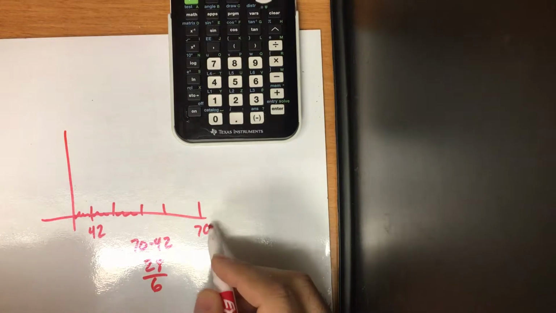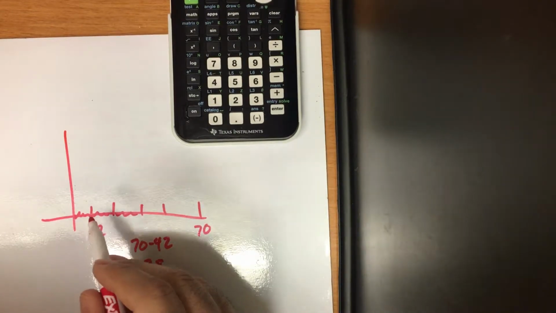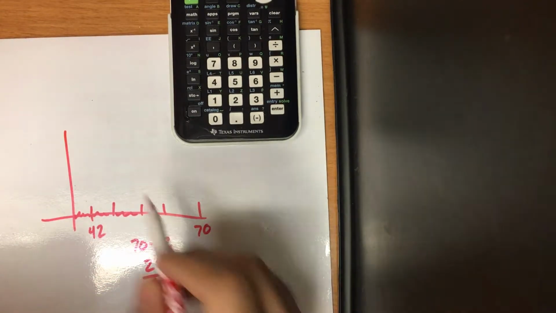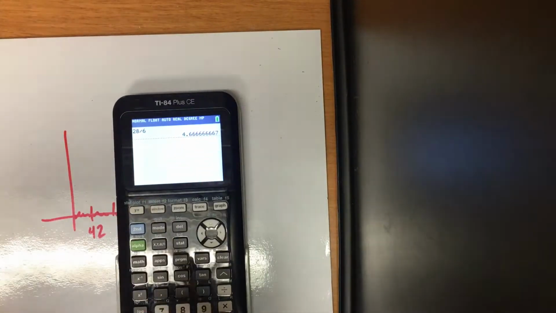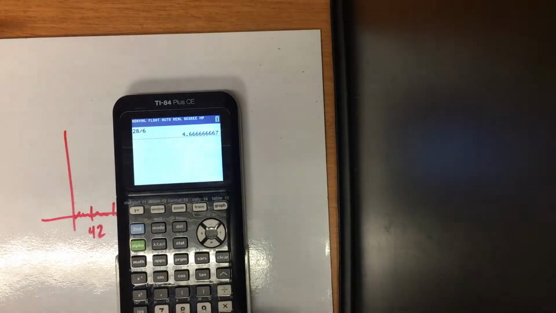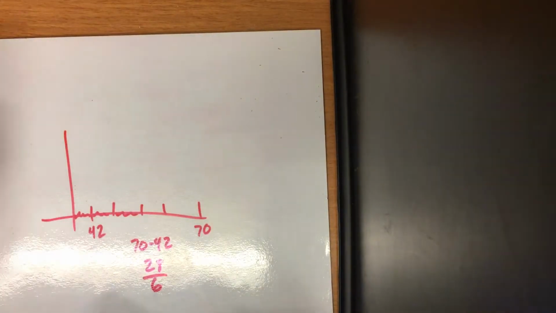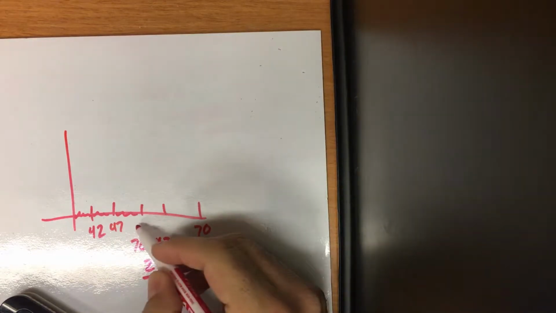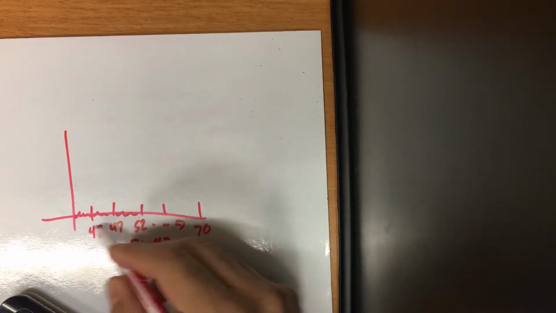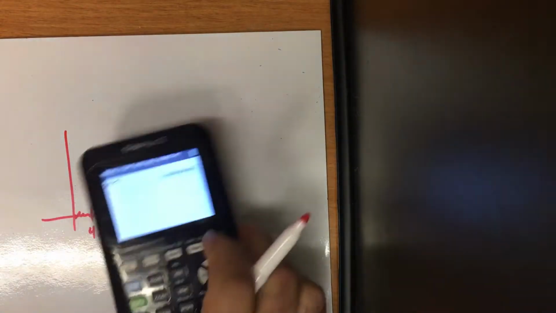And when I do that, I will end up with a total of 6 bars for my histogram. So I've decided on how big I want it, right? So this is going to be from 42 to 47. This will be from 47 to 52, etc., as we go through the data.